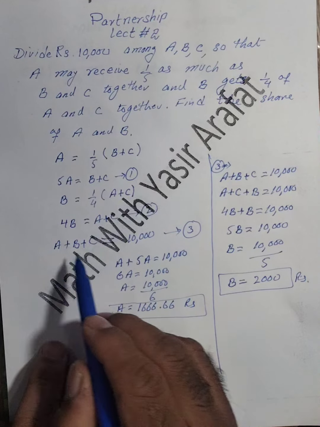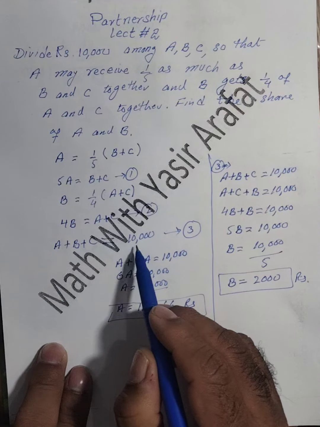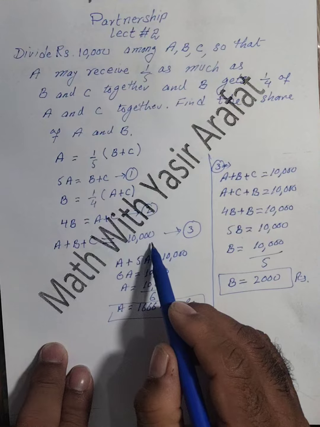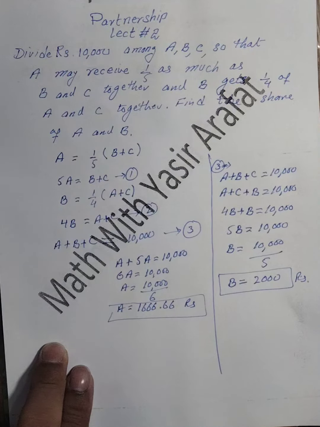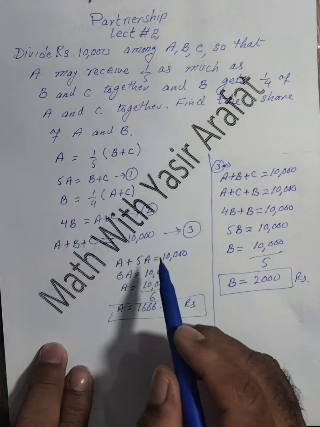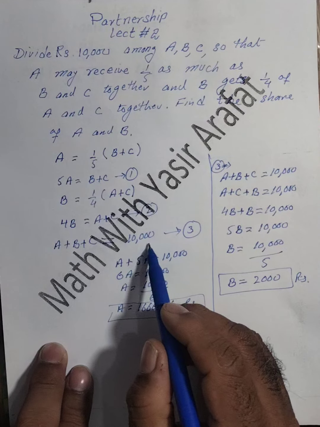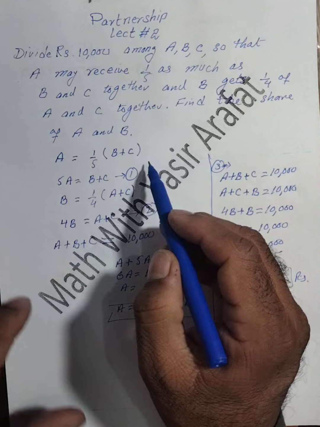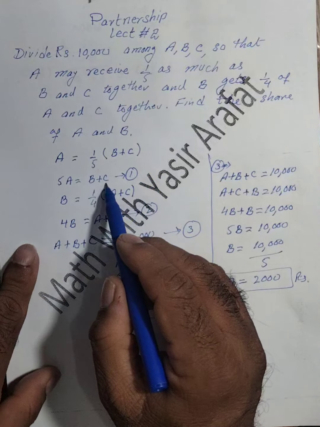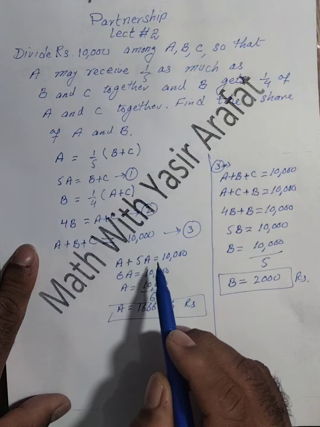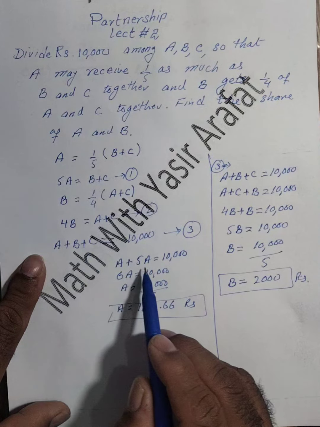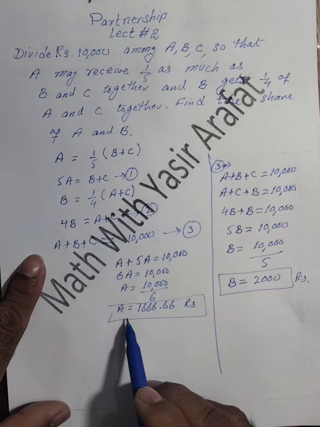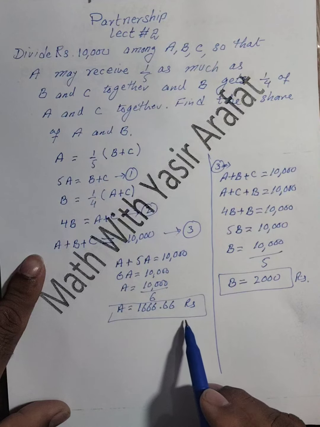Now here A plus B plus C is equal to 10,000, because when we divide 10,000 among A, B, C, their shares will sum to 10,000. So if we focus on equation number 1 here, B plus C is equal to 5A. So we have to consider equation number 3 here. So B plus C is equal to 5A, and we have to find out the value of A here.